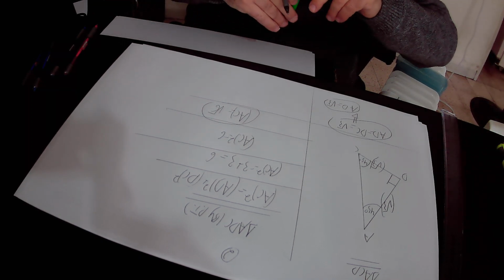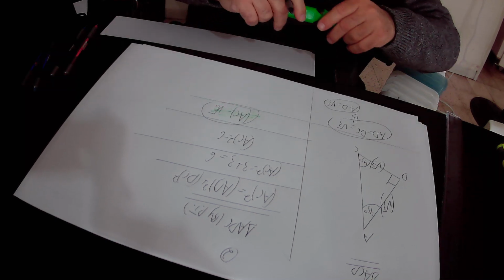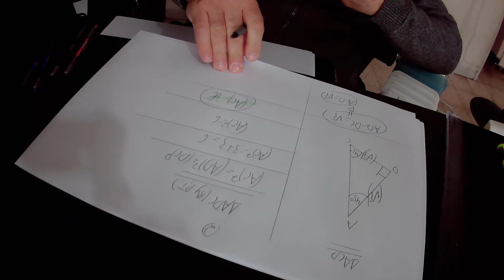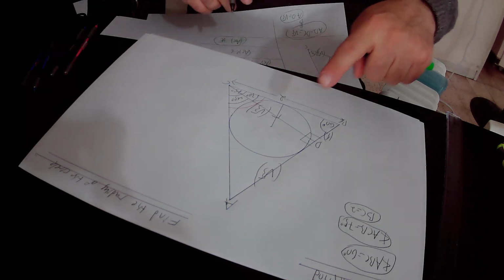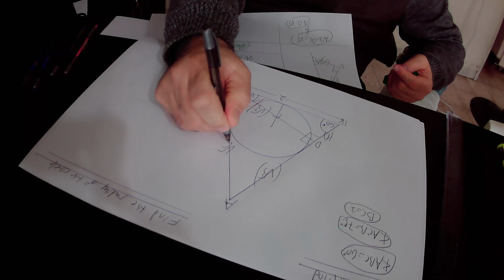AC equals the square root of 6 units in its length. Here, side AC of triangle ABC equals the square root of 6 units in its length.